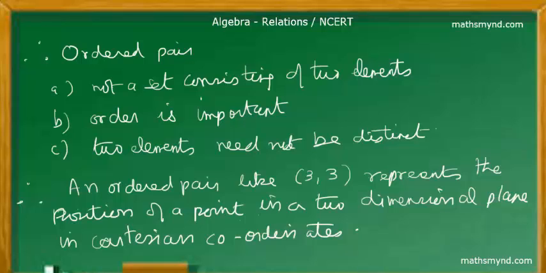That brings us to the practical meaning of an ordered pair. Something like (3, 3) has two elements, the first 3 belonging to set A and the second 3 belonging to set B, and it represents the position of a point in a two-dimensional plane in a Cartesian coordinate system. So that's the meaning of it.